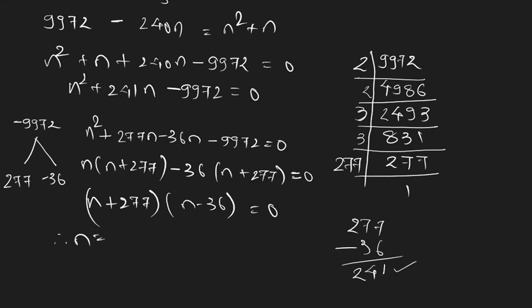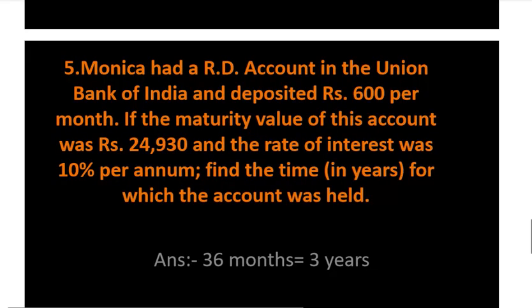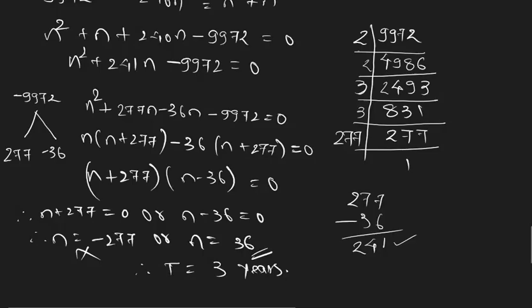So therefore, sorry, again I'll just write it all over again. Therefore n plus 277 is equal to 0, or n minus 36 is equal to 0. Therefore n is equal to minus 277, or n is equal to 36. Now n, number of months, cannot be negative, right? So this answer we will not take. Therefore n is equal to 36 months. Therefore time is 3 years. So who is the last guy? Monica, girl, not guy, girl. Yeah, so Monica deposited this money for 3 years in her account, right?